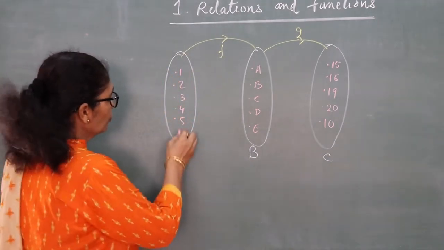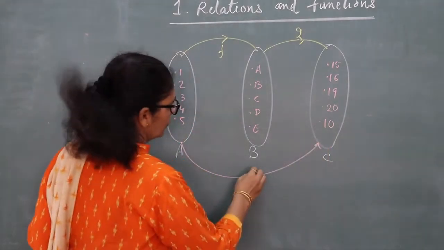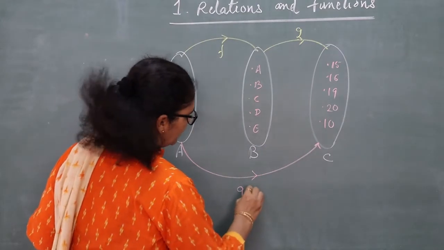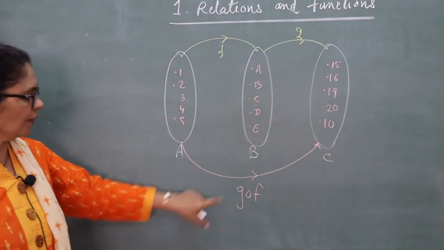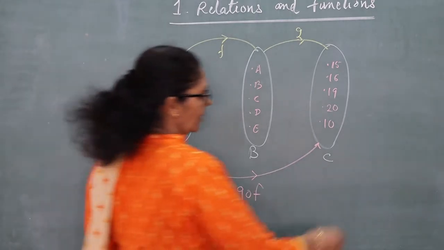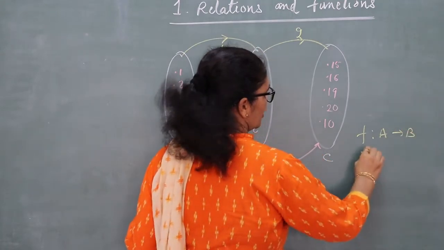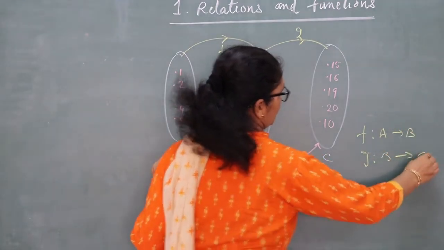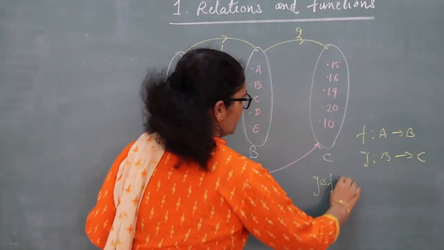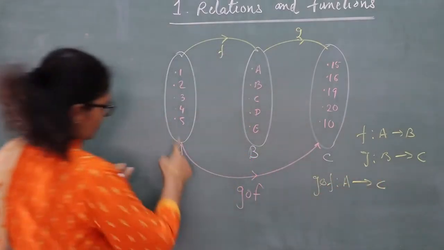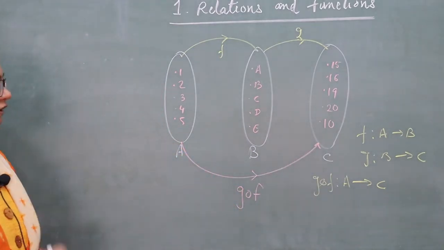If I want to know only roll number and marks, then I have to combine this function and that, which is g over f. What is the g over f function? We have combined the function f, A to B, and the function g, B to C. So g over f is A to C. We have combined these functions, and this is called the composition of a function.